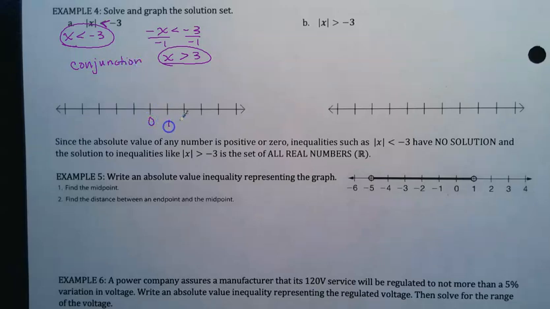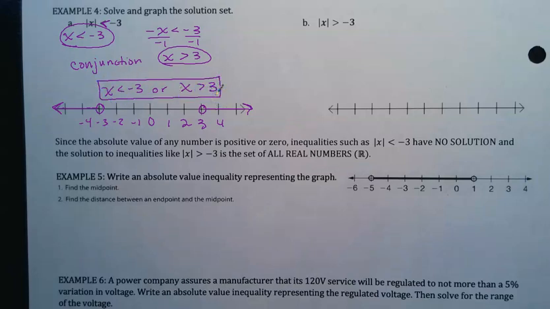So we've got 0, 1, 2, 3, 4, -1, -2, -3, -4. All right, so x is less than -3, open circle, less than, x is greater than +3, open circle, to the right. So x is less than -3 or x is greater than 3, because it's a conjunction.